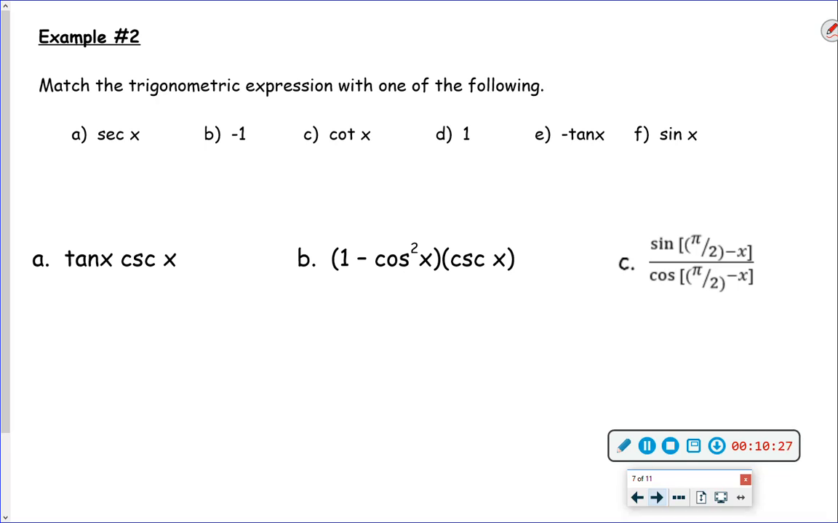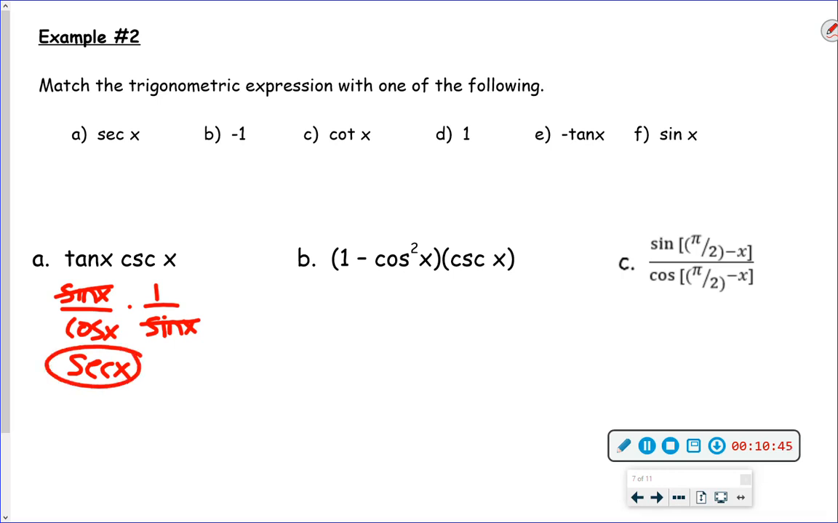So I'm going to rewrite tangent. I'm going to use the sine over the cosine. In cosecant, I'm going to go 1 over sine. I'm like, okay, all right. So my sines are going to cancel. I'm down to 1 over cosine. That's easy enough. 1 over cosine, secant. So it's got to be letter A.